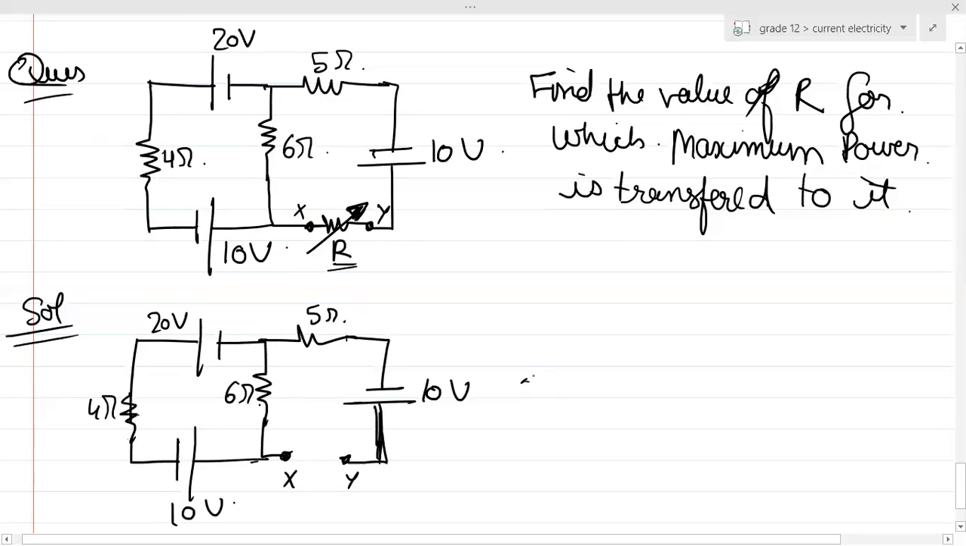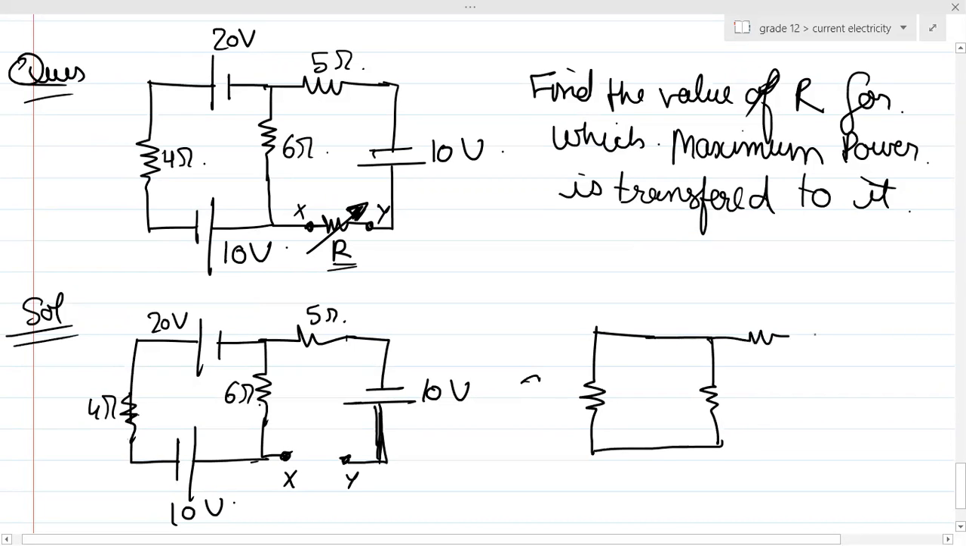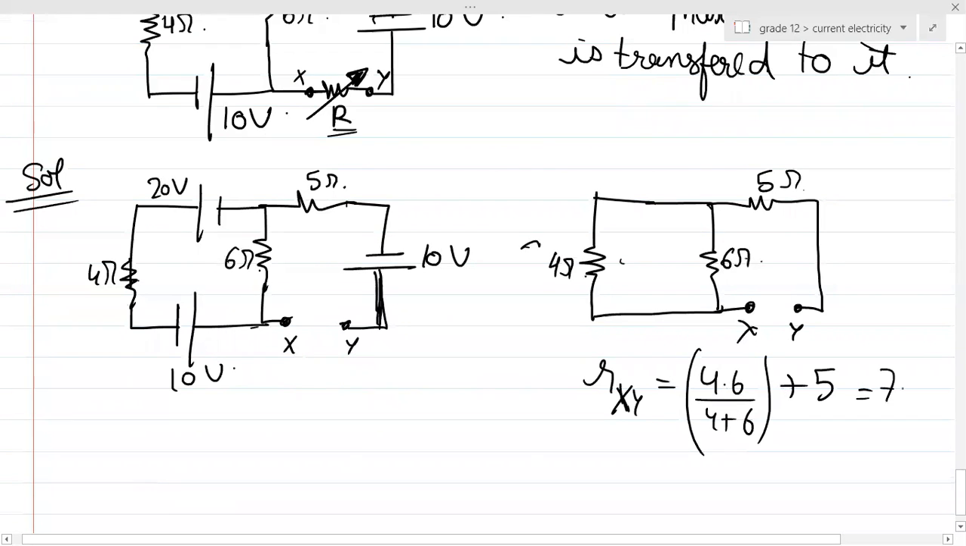The second circuit which I'll draw is basically removing all the batteries. Yes or no? All the batteries have been removed. Can you see this XY? This is your 5 ohm, this is your 6 ohm, this is your 4 ohm. Can anyone tell me what is the resistance across XY? 4 and 6 are in parallel. So 4 into 6 upon 4 plus 6, which is 24 upon 10, 2.4. 2.4 plus this 5 will be equal to 7.4 ohm.